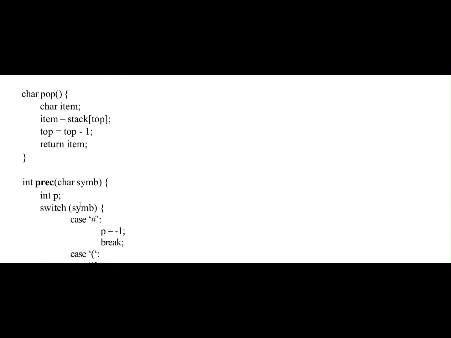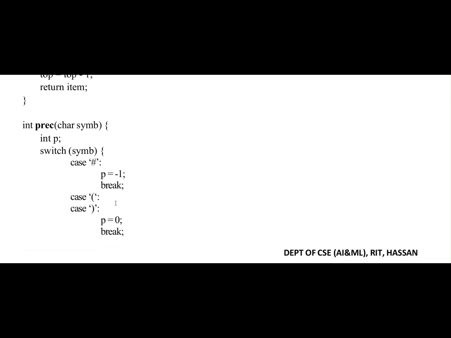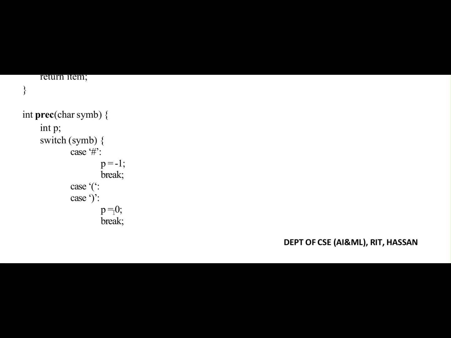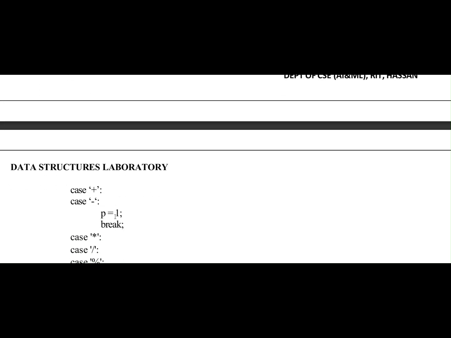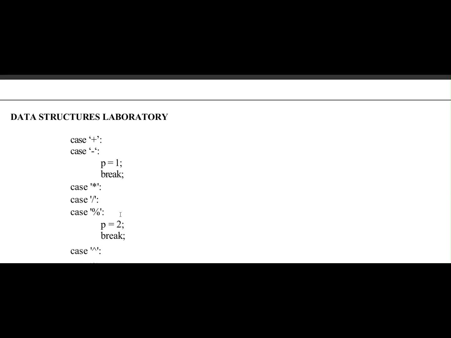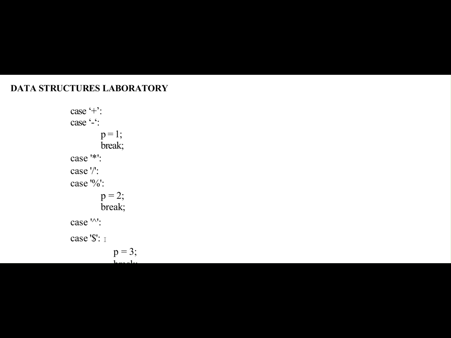Here, we are providing priorities for the operators. If we see hash, the priority for that is -1. For bracket open and bracket close, the priority is 0. For plus and minus, it's 1. For multiplication, division, and modulo, it's 2. And for exponent and dollar, it's 3. So finally, we are returning the postfix expression to the user.